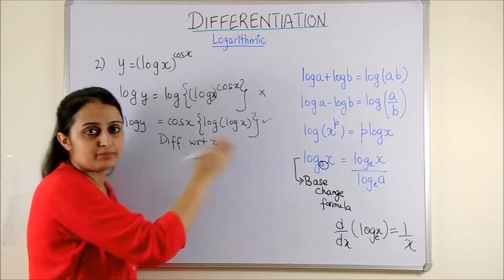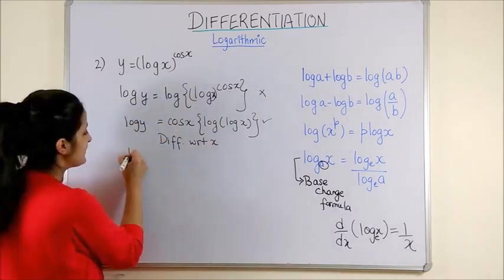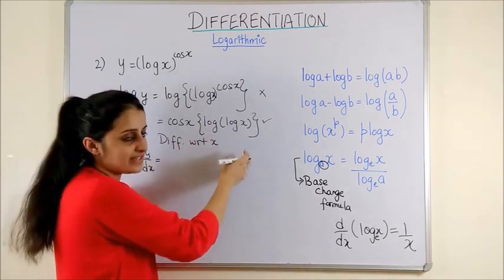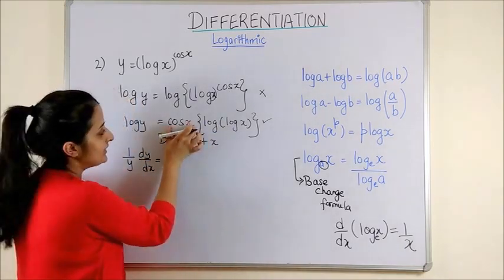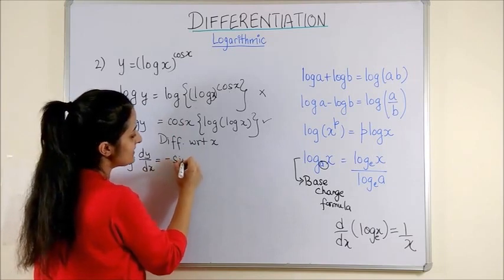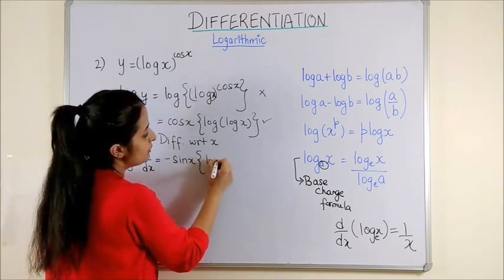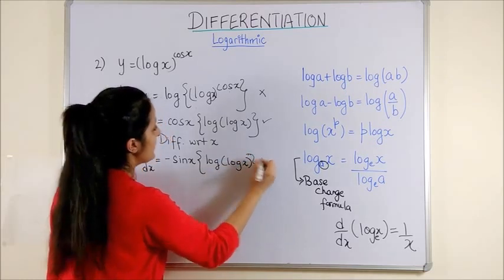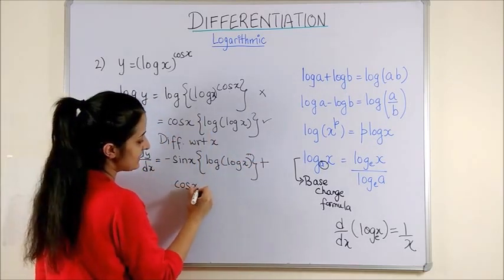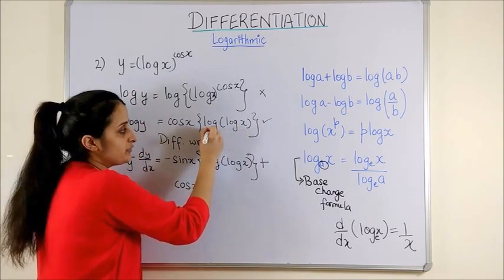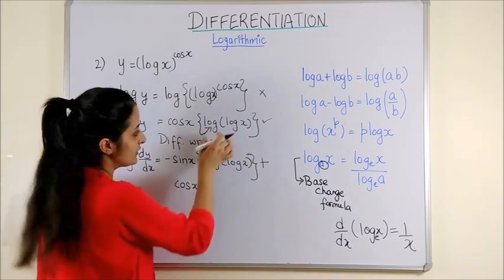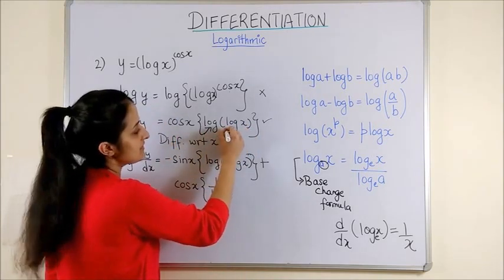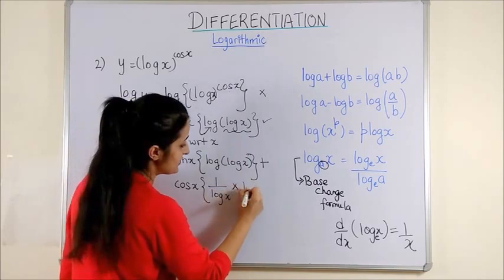Now, differentiating both sides with respect to x, you get 1 by y dy by dx is equal to, once again, let's apply the product rule. Derivative of cos x is minus sin x into log of log x plus, you write cos x as it is, and now look at this. You first deal with the outermost function, so it is log of something, you get 1 upon log x, and then you move inside and find log x, so you differentiate it again.